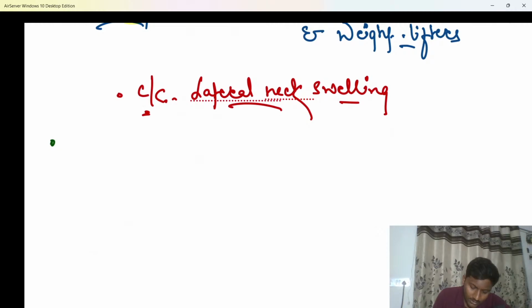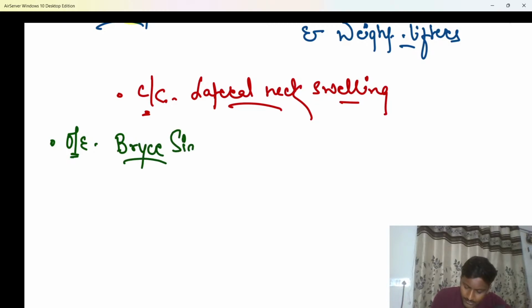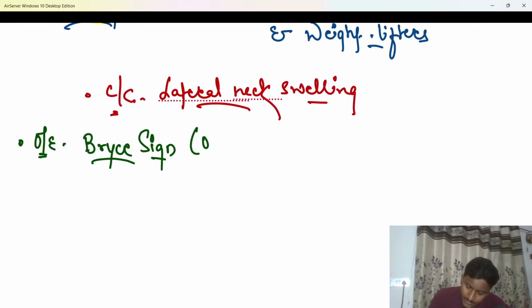Now on examination, what is seen? Very important finding, very important sign. When you press this neck swelling, all the air inside this sac, the laryngocele, will escape out, and then it will make which kind of a sound? A hissing sound, and this is classically called which sign? This is classically called the Bryce sign. So on pressing the neck swelling, there is a hissing sound which comes.